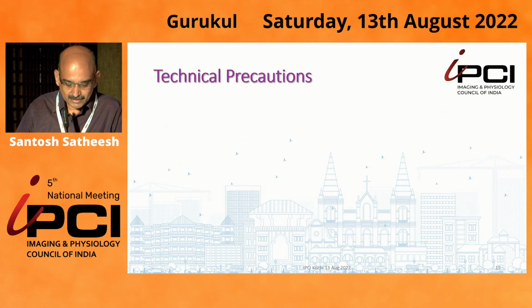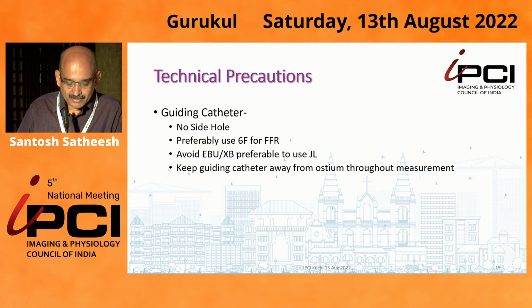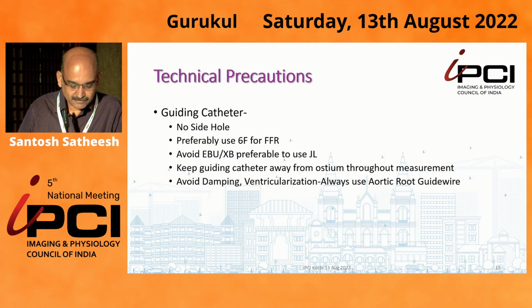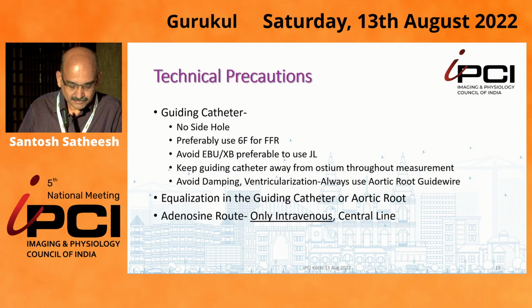The technical precautions that have to be followed, all of us know, but just to revise: the guiding catheter should not have side holes, and preferably use 6 French for FFR. Avoid extra backup, preferably use JL, because it might impinge on the wall. Keep the guiding catheter away from the ostium throughout the measurement, avoid damping and ventricularization, and always use an aortic root guide wire, and equalize the guiding catheter inside the aortic root, because left main assessment is a little bit different from the others. Adenosine route is only intravenous, and it should be through a central line.